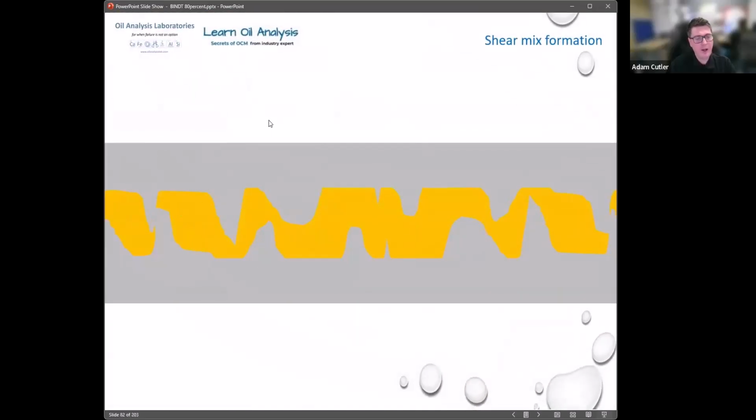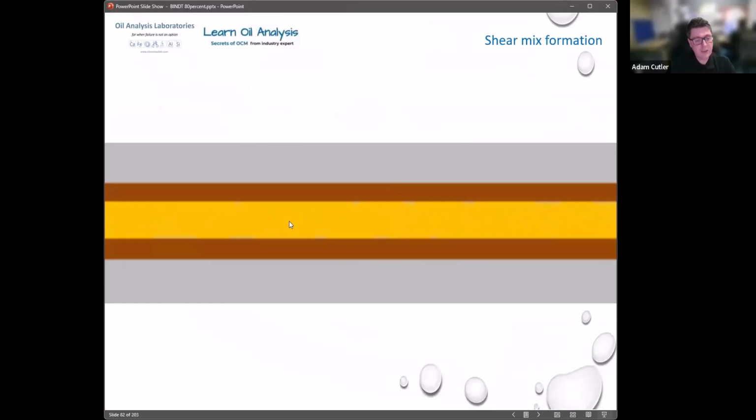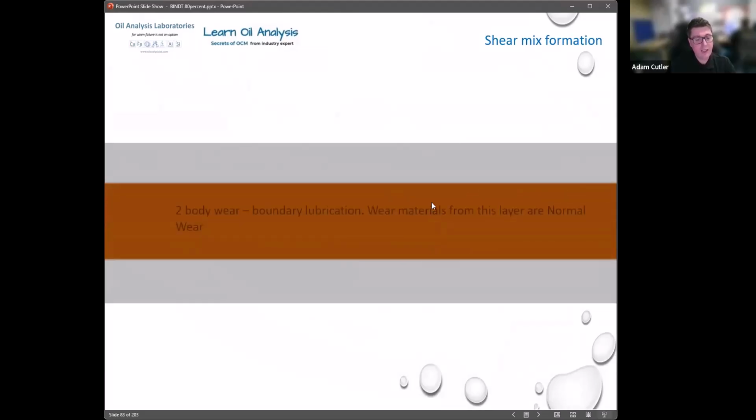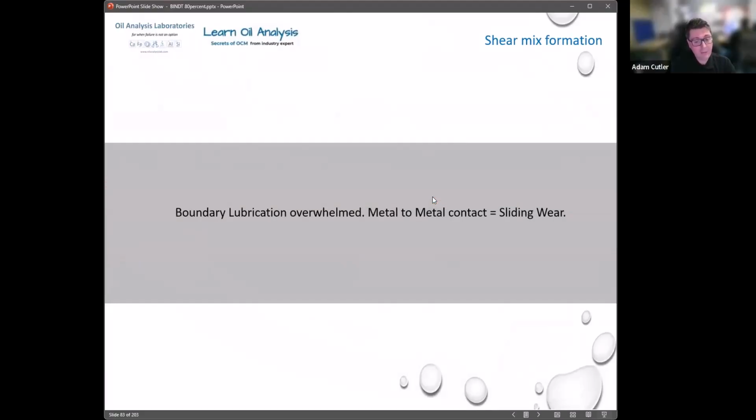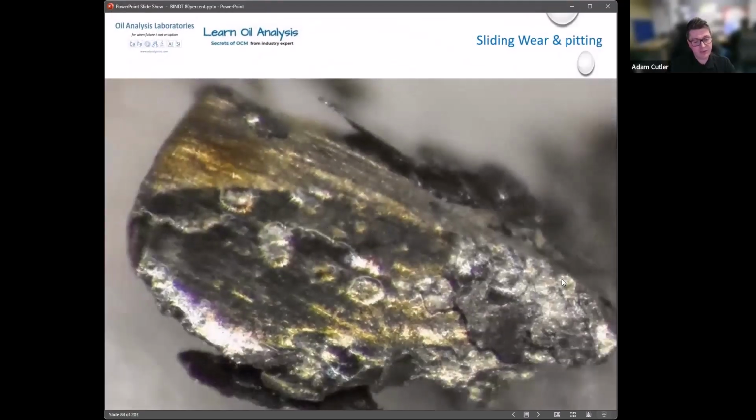If we talk a little bit about where materials are formed, we have what's called a shear mix layer, which is formed as the initial asperities, the contacting surfaces, break off and react with additives, forming a boundary lubrication additive layer on the surface. When those two contact, that's what we get: the boundary lubrication contacting, and we get normal wear. When that's overwhelmed, we get metal to metal contact, which is sliding wear. This is a sliding wear particle here, and you can see it's almost got like a grain, like a nice wood grain going across the particle in sliding wear.